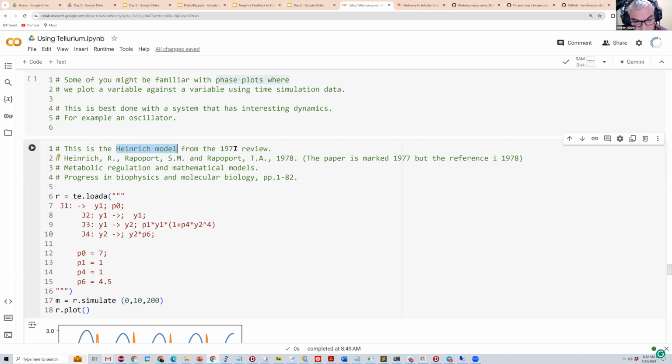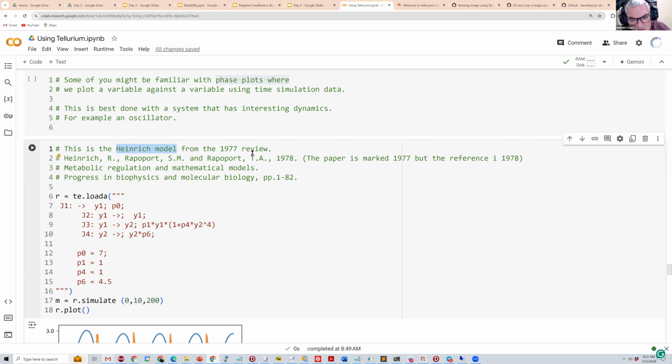I highly recommend it. The reference is dated 1978, but it's actually marked 1977 on the review itself. So it's actually 1978, January the 1st. There was a transition there and it got mixed up. Anyway, the title is Metabolic Regulation and Mathematical Models. It's a great paper. Quite a long paper. Some bits are maybe very theoretical, but there's a lot of general stuff in there too.